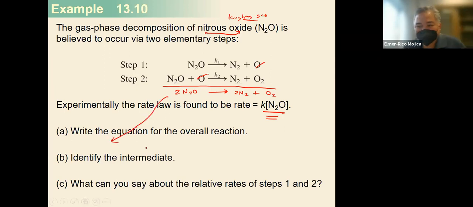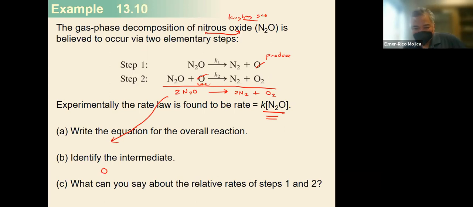Do we have an intermediate? Yes or no? The answer is yes, and it is the oxygen atom. Why? You see it being produced in the early step and then used. So I would say appear, disappear, or you could say produce and then use.